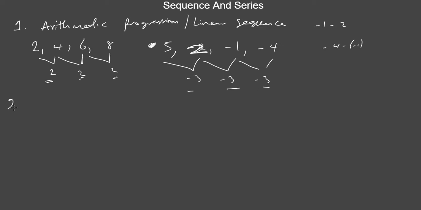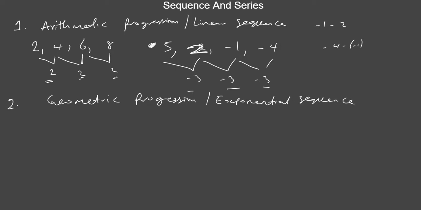So let's look at another example. This is known as geometric progression. Sometimes it's also known as exponential sequence. So what are examples of this? In this case, the ratio is what is constant, not the difference. So let's take a look. Let's say I have something like 2, 4, then 8, 16, 32.